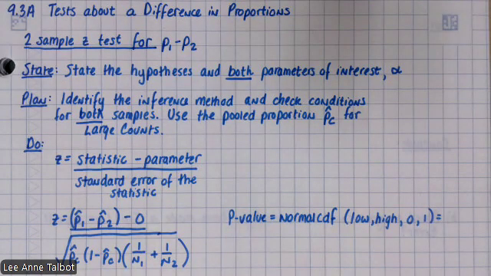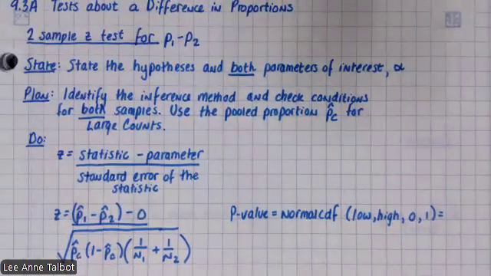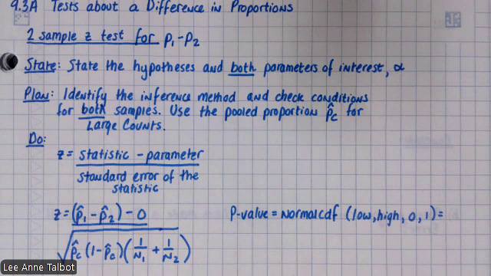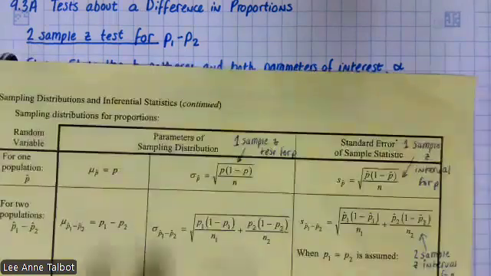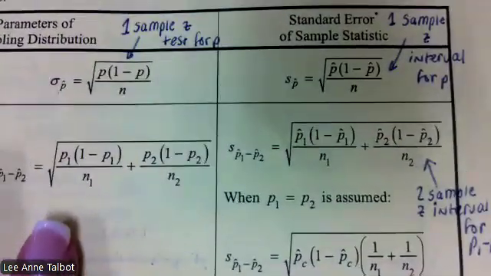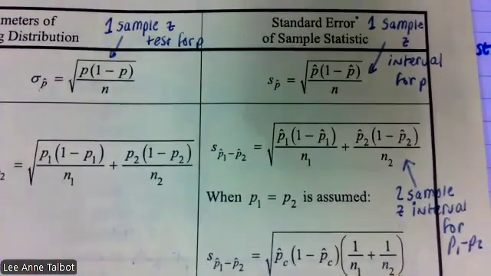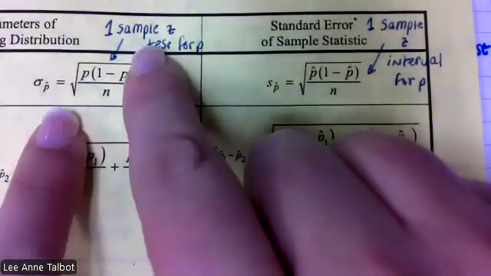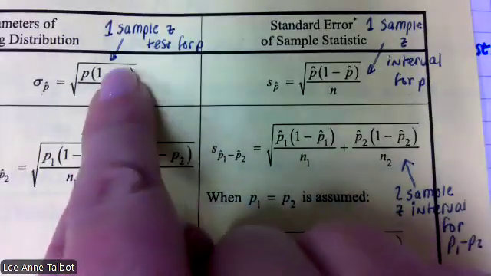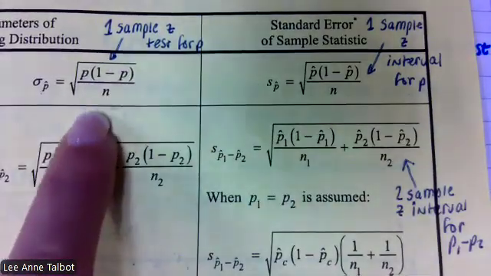Before we go any further with the notebook, I would like you to get out your yellow sheet because I want to make some updates to it now that you have 4 different things to choose from. These are things I'm going to allow you to have on your yellow sheet. And so this, you should make an arrow: 1 sample z-test for P.